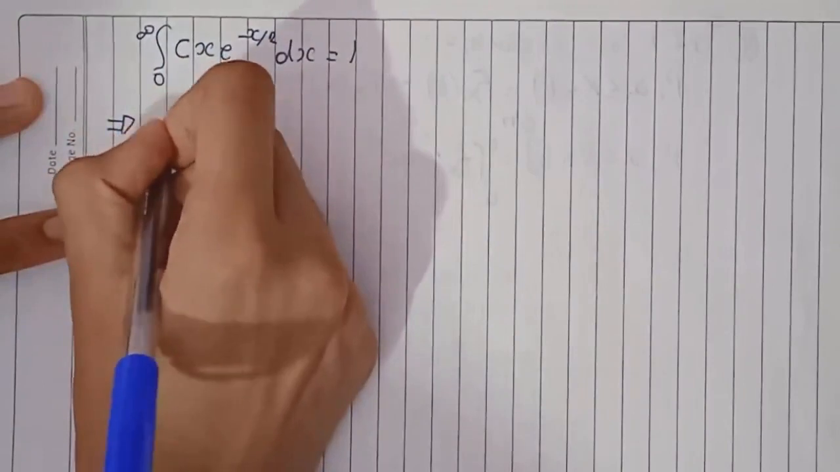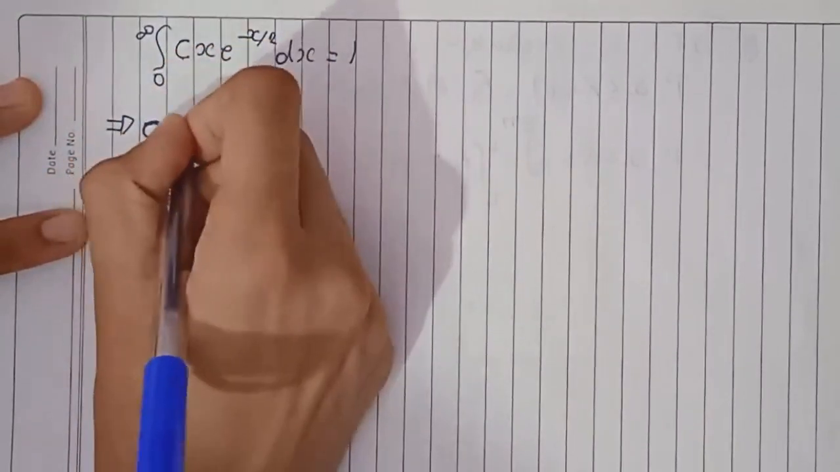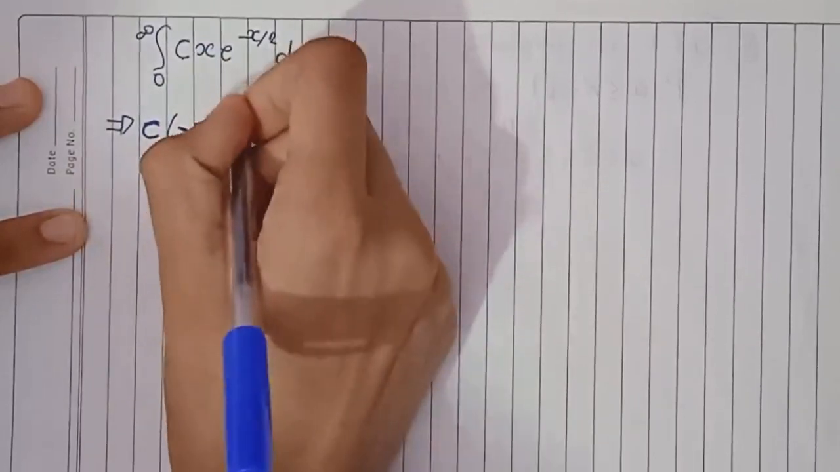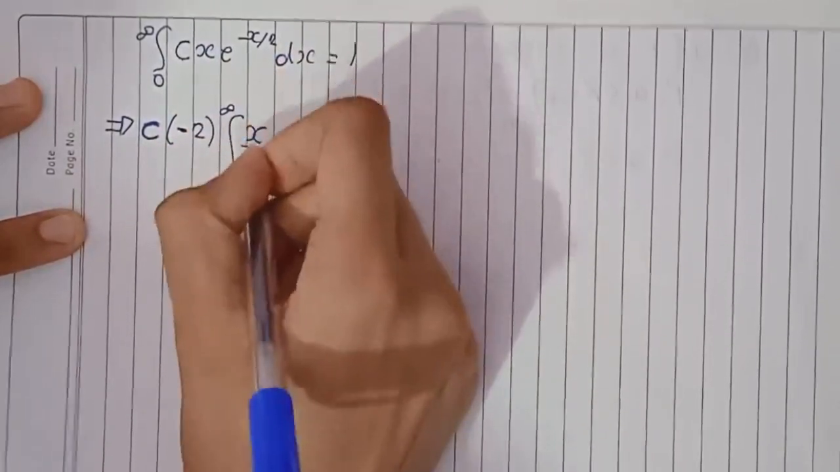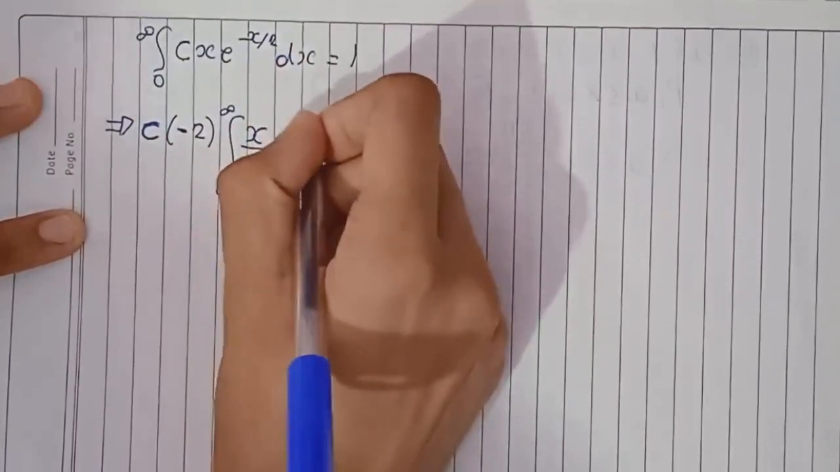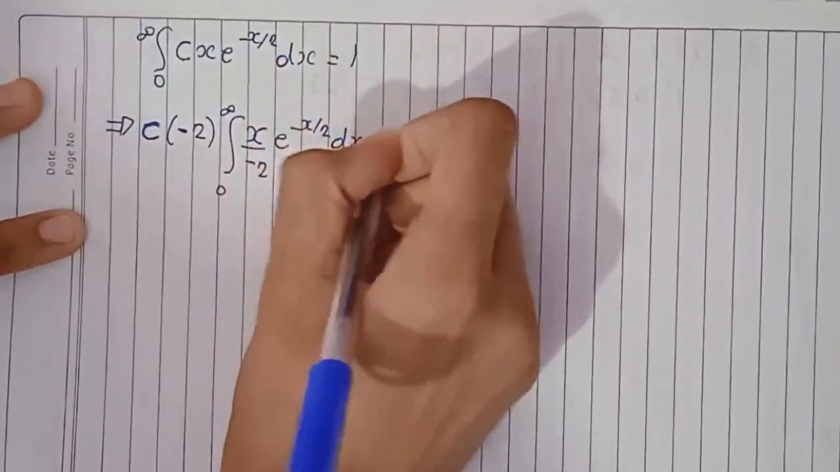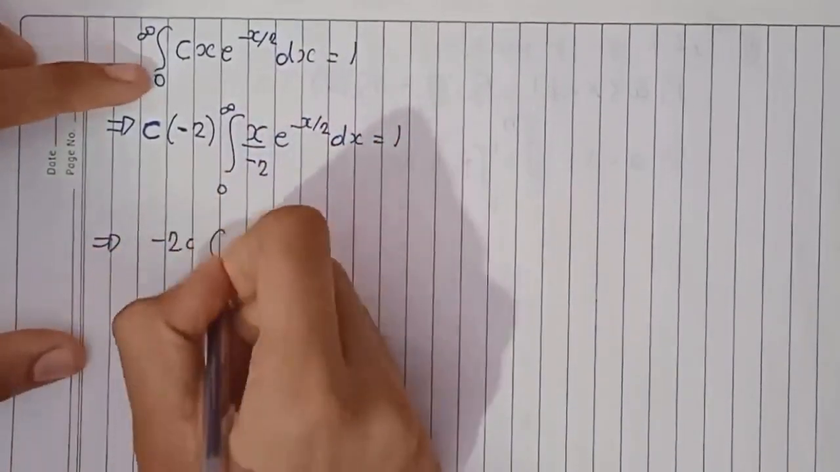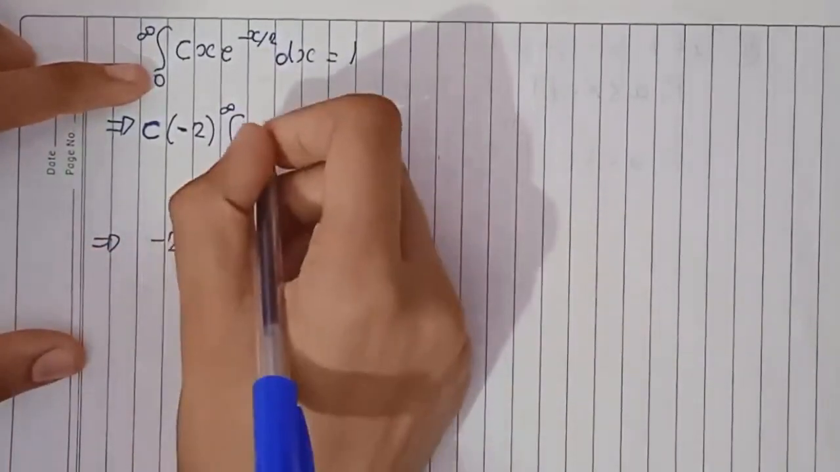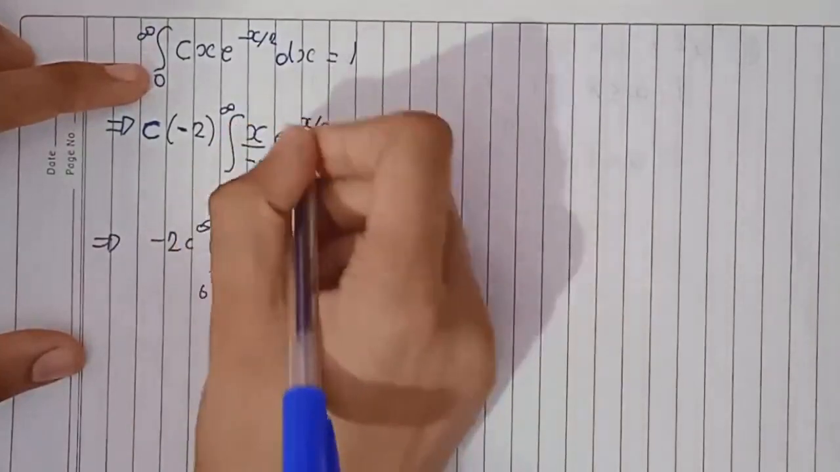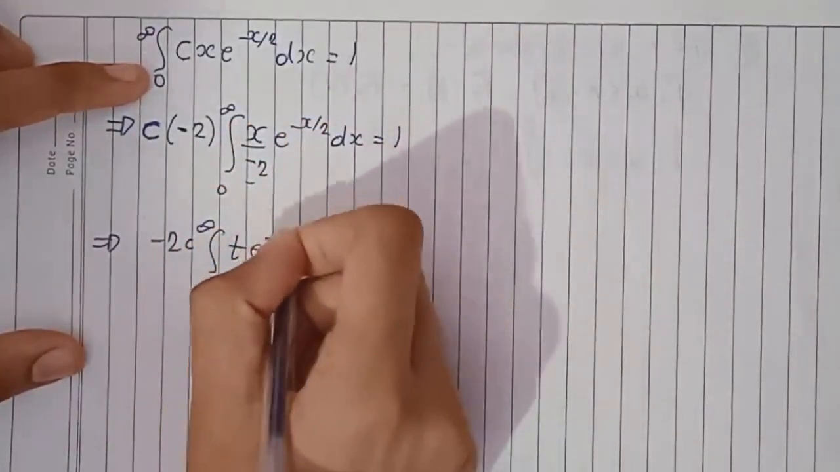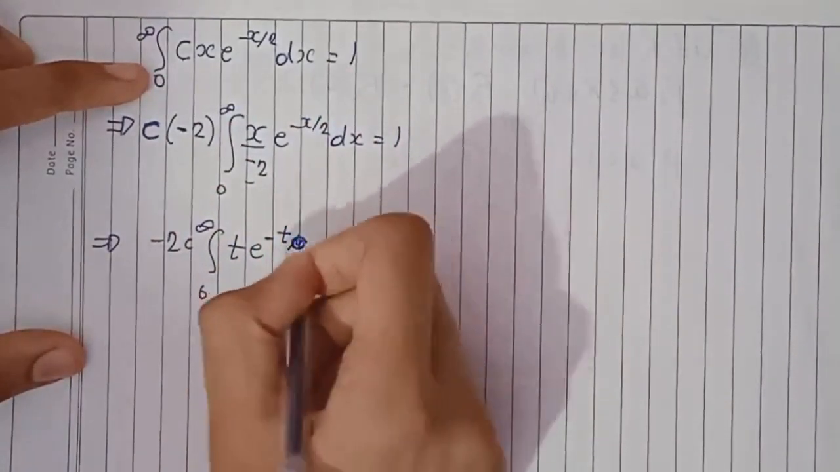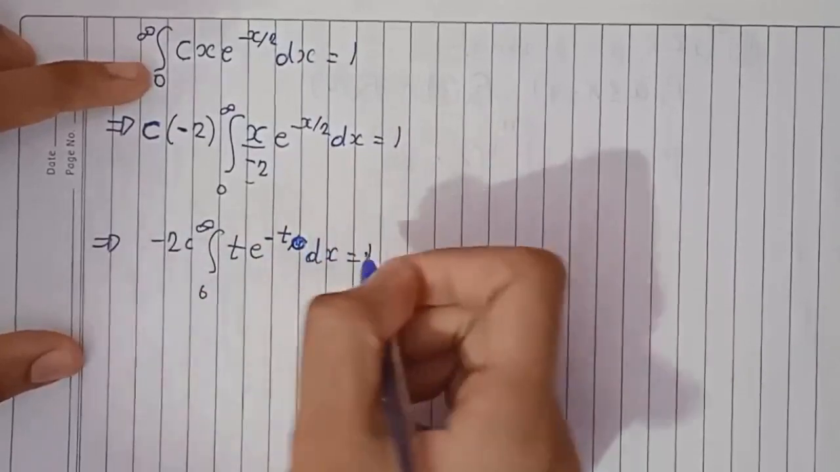Now taking this c out, since this is a constant, and multiplying minus 2 here and dividing minus 2 here, I can get this expression. Now using our substitution of minus x by 2 is equal to t, I can get t multiplied by e to the power minus t, dx is equal to 1.